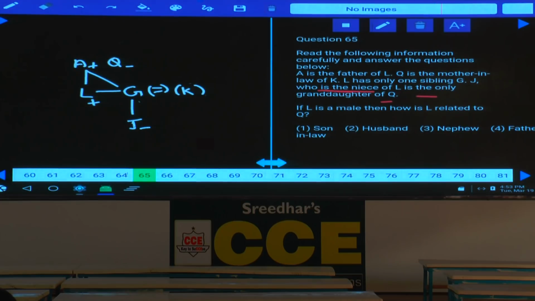Now here he is talking about whom? J, who is the niece of L, is the only granddaughter. Is the only granddaughter means J is the granddaughter. Here the word who is not there. Hence J is the granddaughter of Q. Done with this? As J is the granddaughter of Q, tell me what is the answer here? If L is a male, then how is L related to Q? L is the son of Q. L is the son of Q, that is choice 1. Question number 65, choice 1 is the answer.